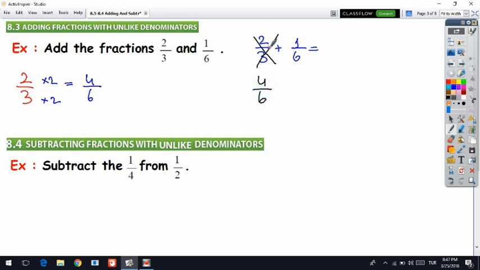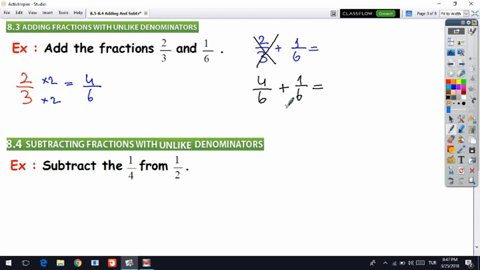We transform this one. We converted 2 over 3 to 4 over 6. Then I will not touch the other fraction, which has the bigger denominator, that is 1 over 6. Everybody, now let's add them. So it's possible to add.